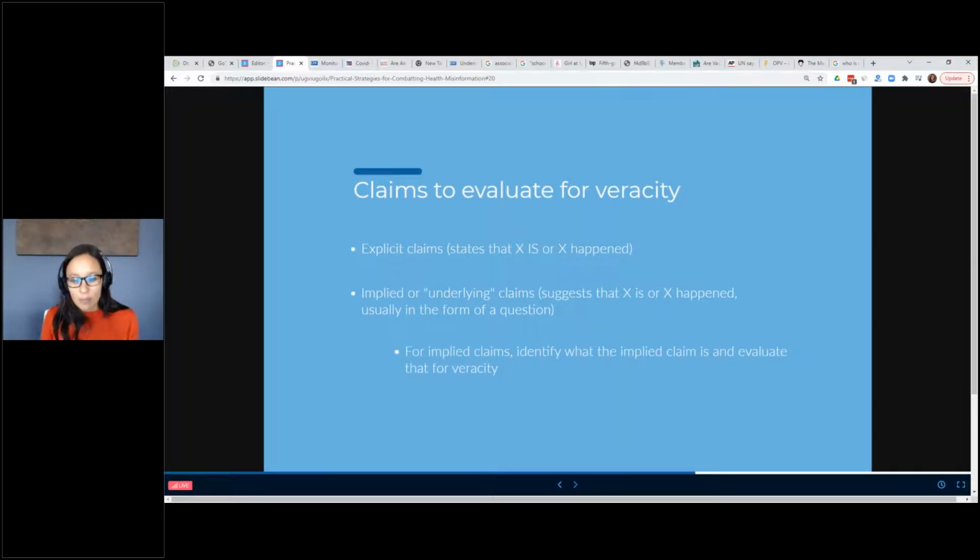For an implied claim, identify what the implied claim is and evaluate that. The implied claim in this Bill Gates example is, is Bill Gates up to no good? I would have to find some proof of that if somebody is going to make that claim. Otherwise, I want to discard it as not true.